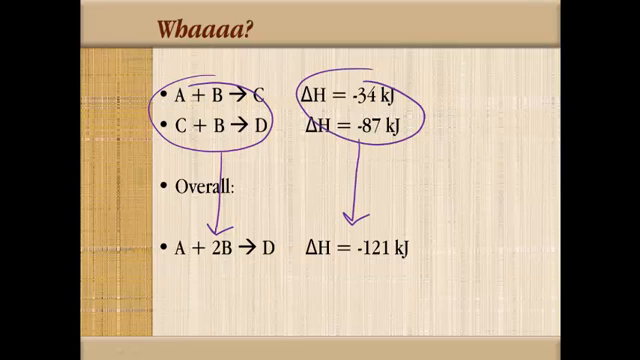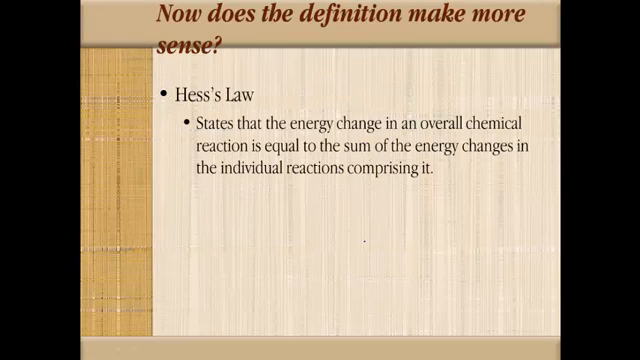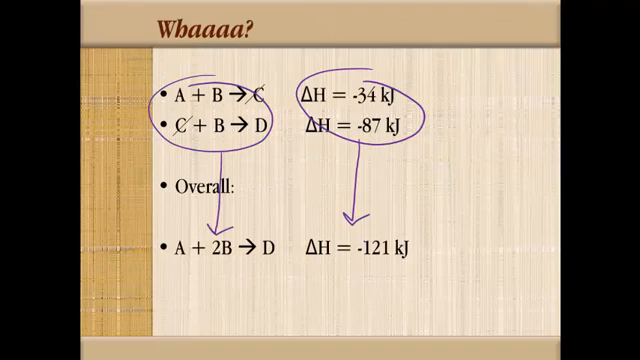That's Hess's law. Again, the law says that the energy change of an overall chemical reaction is equal to the sum of the energy changes in the individual reactions comprising it. So the sum of these two reactions here formed this reaction, and therefore the delta H of that reaction is the sum of the two steps that made it up.